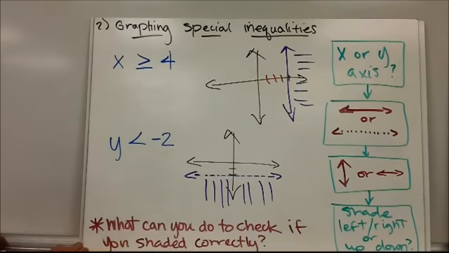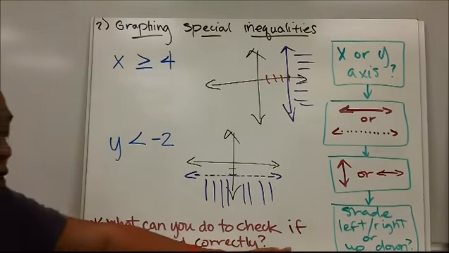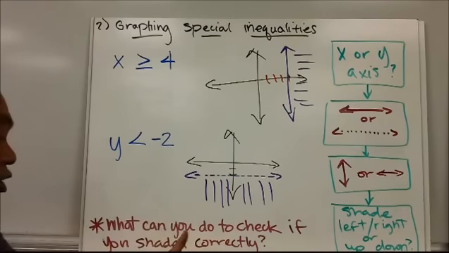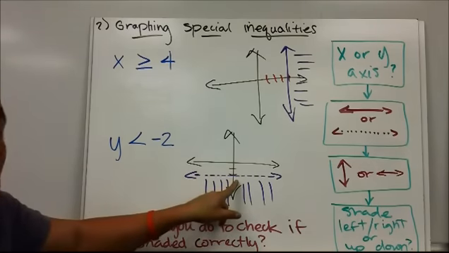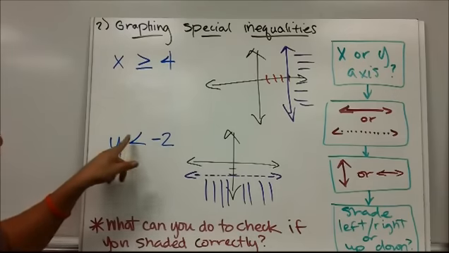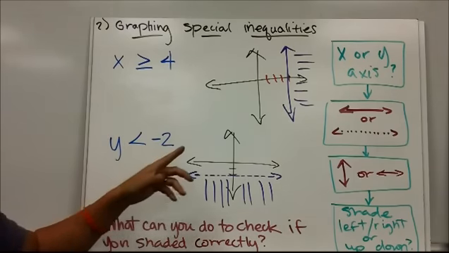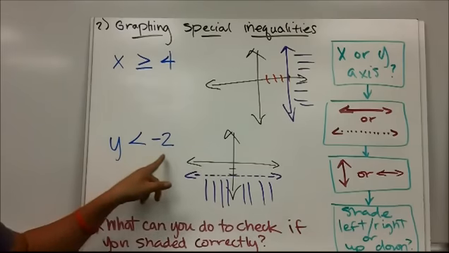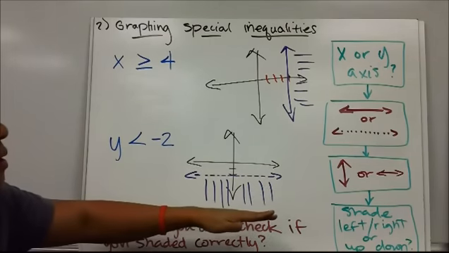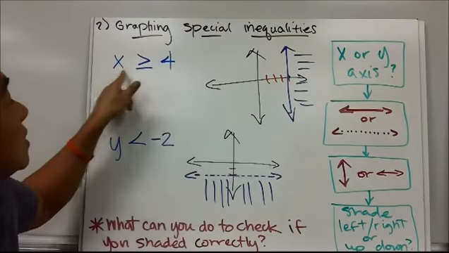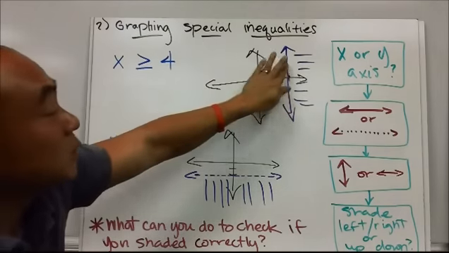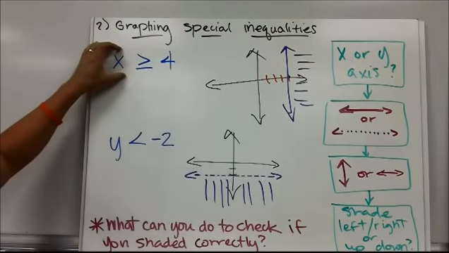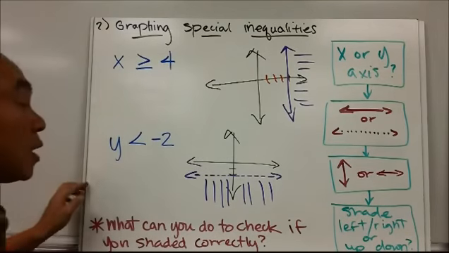Alright, so now we had briefly stated this question right here. How do you, what can you do to check if you shaded correctly? Well, you just have to pick a number. Now in this case here, if we pick y as -3, -3 would be down here. That would make sense because -3 right here would be less than -2, which is absolutely correct, and that means that we've shaded in the correct area. So what if we had chosen x is 3? Is 3 larger or equal to 4? The answer would be no, and that's why we don't shade this. The shading represents all of the values that x could be and all of the values that y could be.